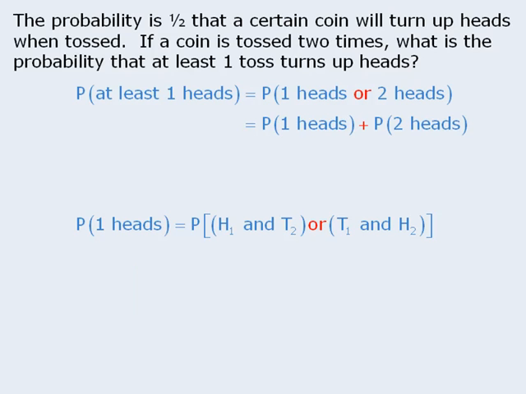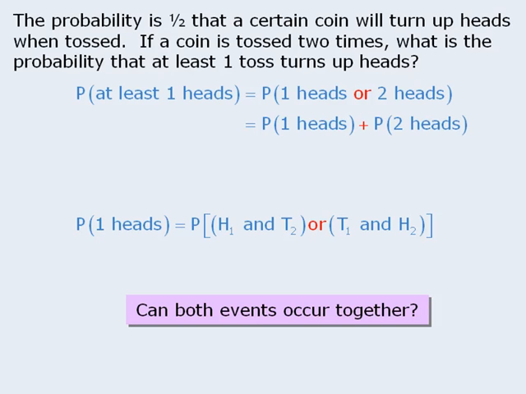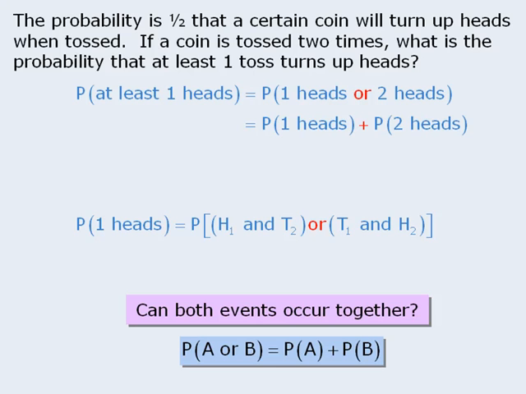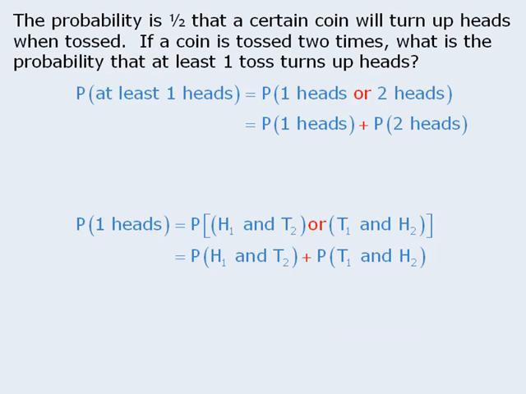Since we now have a probability question involving the word or, we should determine whether these 2 events are mutually exclusive. So we'll ask, can both events occur together? Can we toss a coin twice and have this event and this event occur at the same time? The answer is no, which means the 2 events are mutually exclusive, and we can use this formula. When we apply the formula, we can rewrite our probability as the sum of 2 probabilities. At this point, we have the sum of 2 individual probabilities.